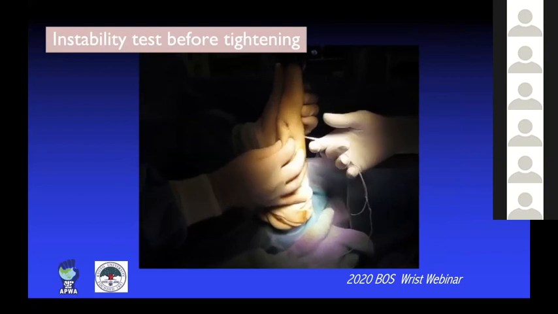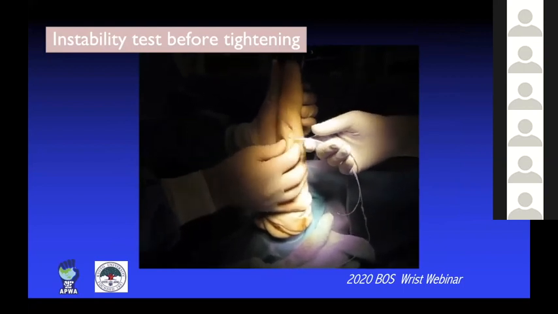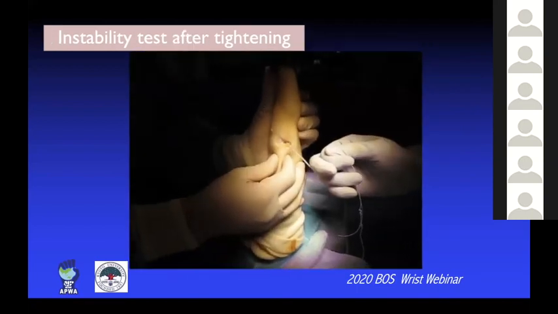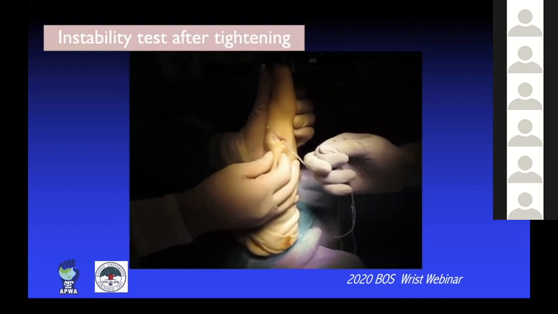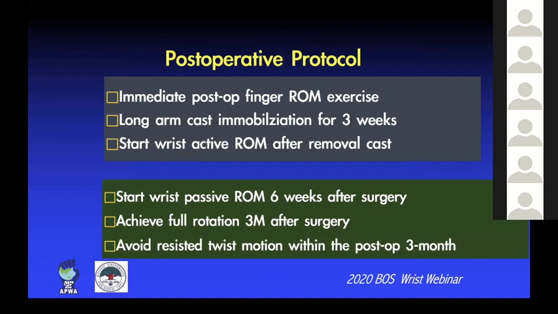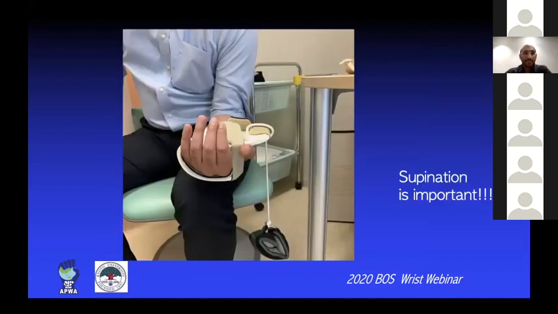Under general anesthesia, DRUJ instability is elicited with manual stress. DRUJ instability disappeared after repair of the fovea attachment. For the postoperative protocol, the wrist is immobilized for about 3 weeks using a long arm cast. After that, active range of motion exercise is allowed for 3 weeks. Passive range of motion starts 6 weeks after operation. Sometimes this type of splint is very useful.